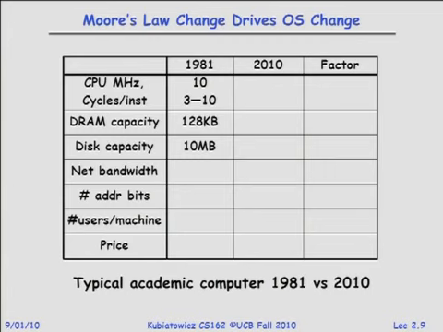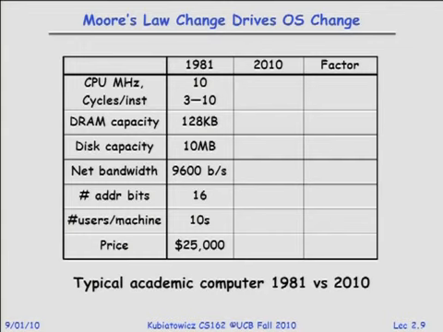Network bandwidth, 9600 baud. That's 9600 bits per second. The address space might be 16 bits if you're sophisticated. You might have tens of users per machine. And the price might be $25,000. So this gets you through what, half a year of school? I don't know, maybe more.